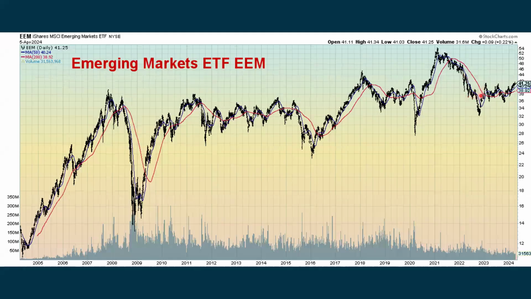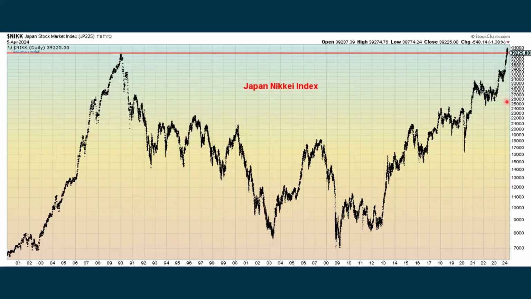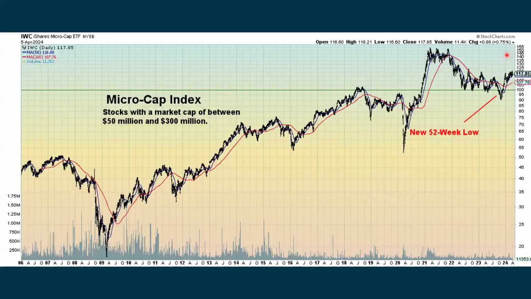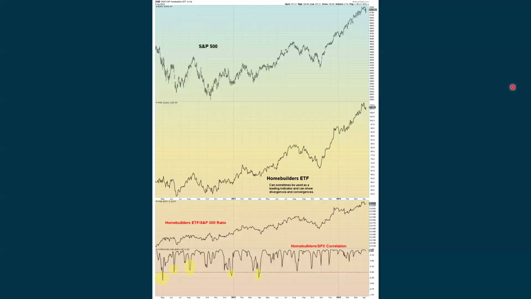Emerging markets, chopping sideways, but seeing a little bit of an improvement here and in an uptrend currently. The Japanese Nikkei, which is their big stock market index, finally broke above the 1989 highs. Been pulling back a little bit, but still quite near those all-time highs. These are the micro caps, smaller companies. They continue to be in an uptrend.